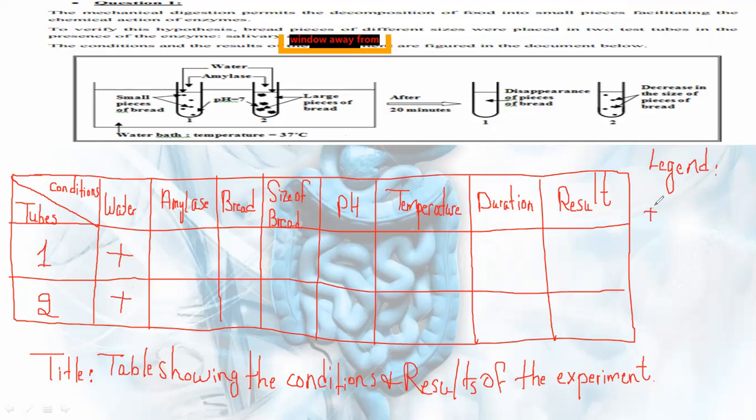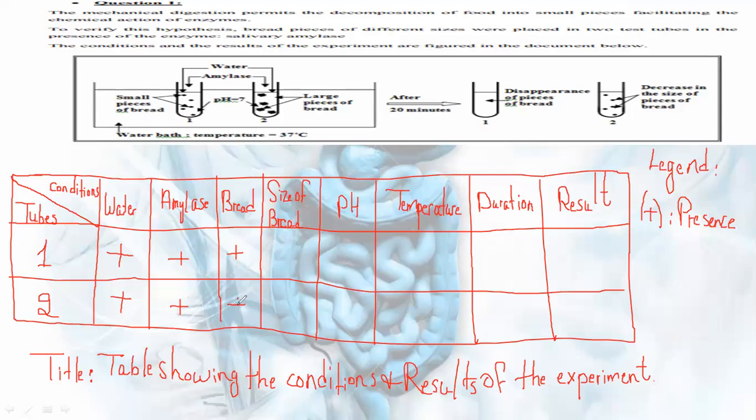Plus, it means what? It means presence, not positive. It means present, meaning that we have water here. If we use minus, then we have to add that minus means absence. Amylase is found in both tubes also, Ismail. So you have to put plus, plus. Bread, is it found in both tubes? Yes, plus, plus.